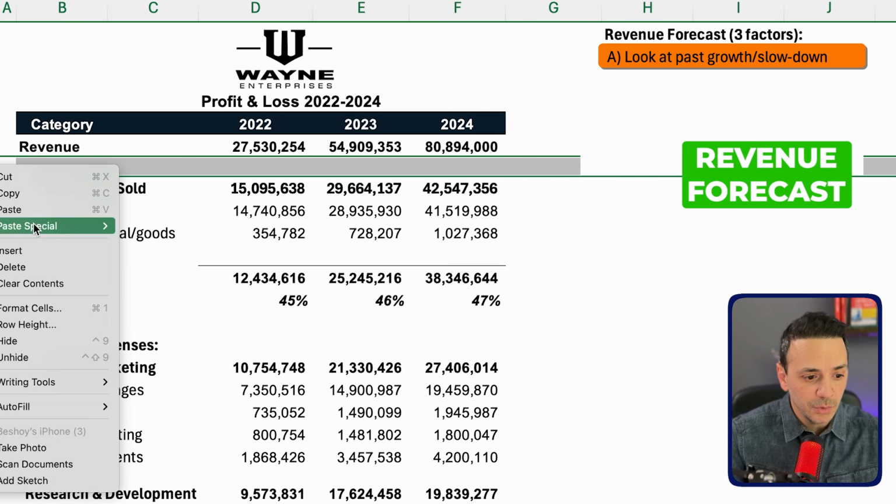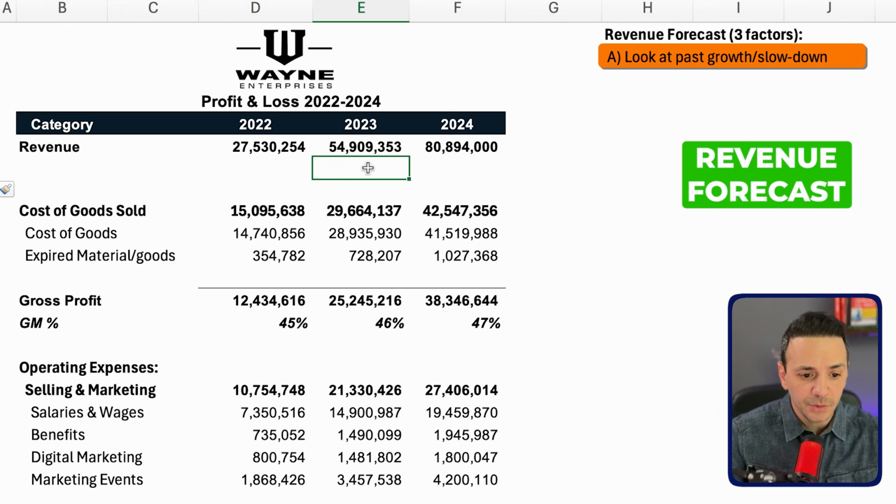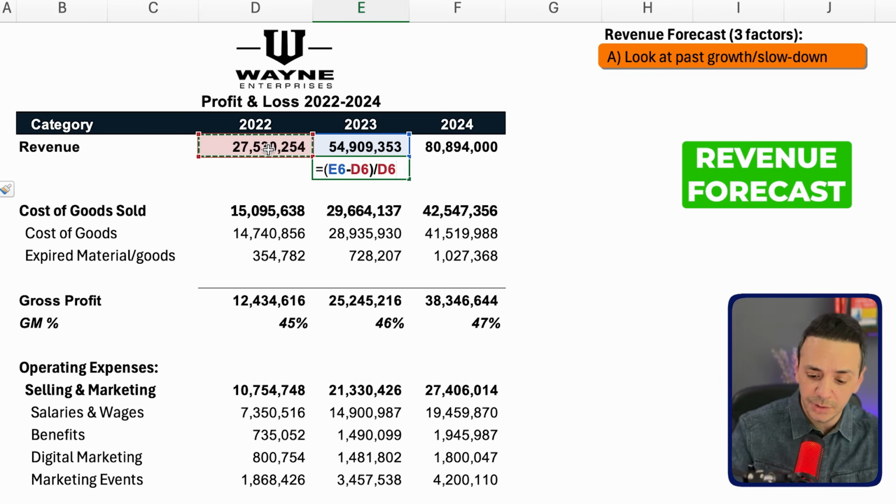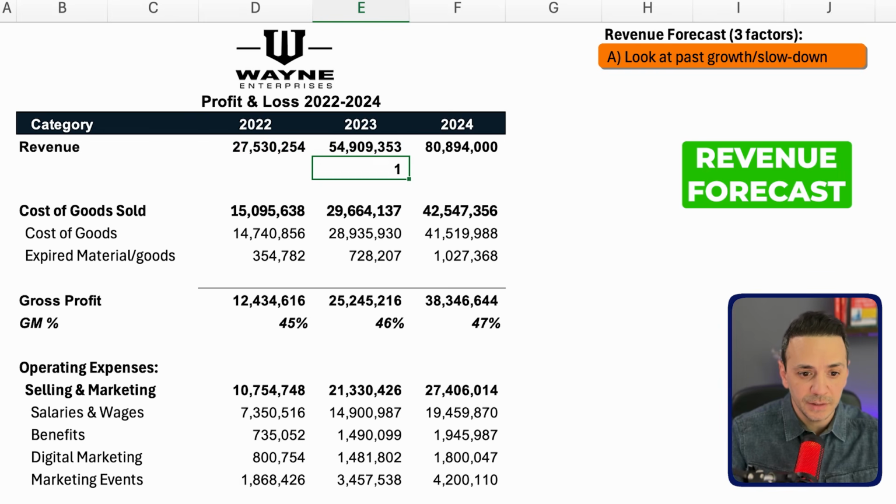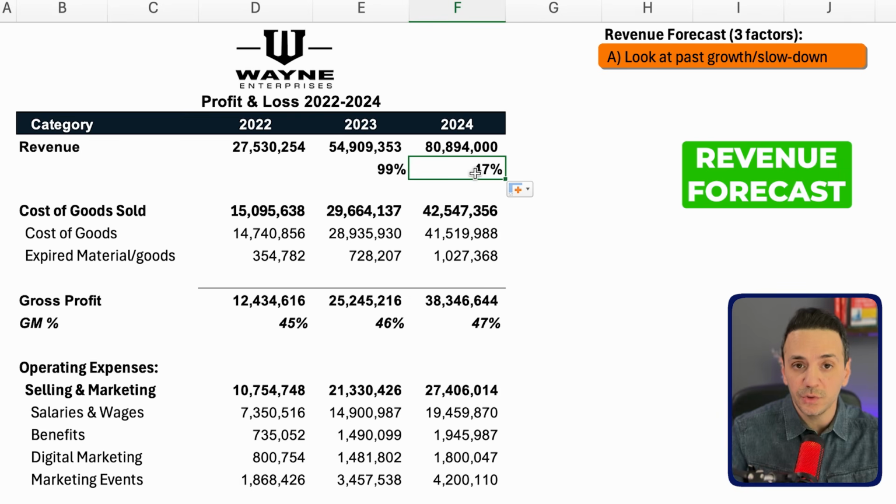So we'll insert a row here. And we'll say the growth in 2023 equals, open parenthesis, the revenue in 2023 minus revenue in 2022, close parenthesis, divided by base year. Your base year is always going to be the initial year. And that's going to give us a number. We're going to make it in percentage format, 99%, almost doubling year over year. We can drag this to the right. And that's going to give us the growth in 2024, which was 47%.